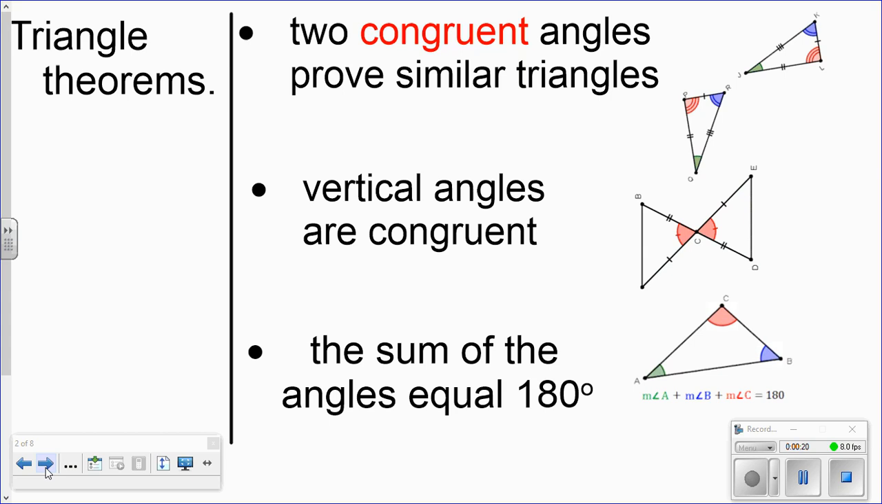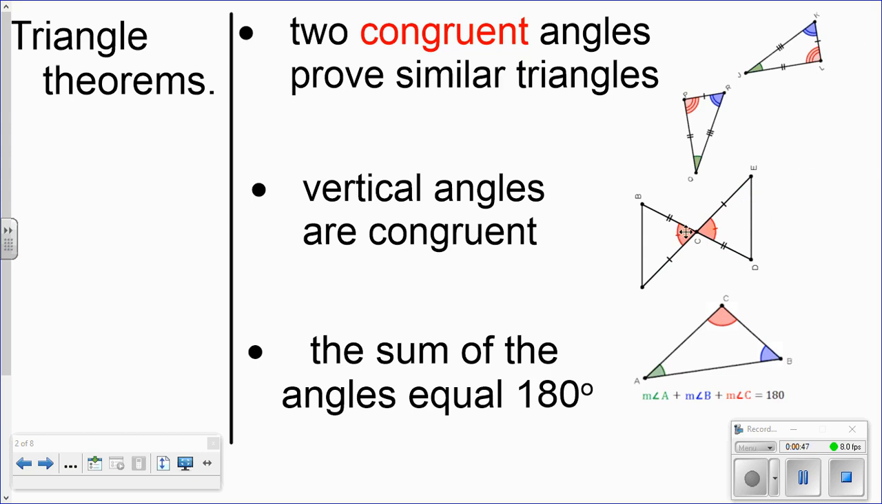So triangle theorems are rules. We know that two congruent angles prove that they're similar triangles. For example, I can look here at these two triangles and see how K has two arcs and R has two arcs, and L has three arcs and Q has three arcs. Because they have two angles that are congruent, the triangles are similar.